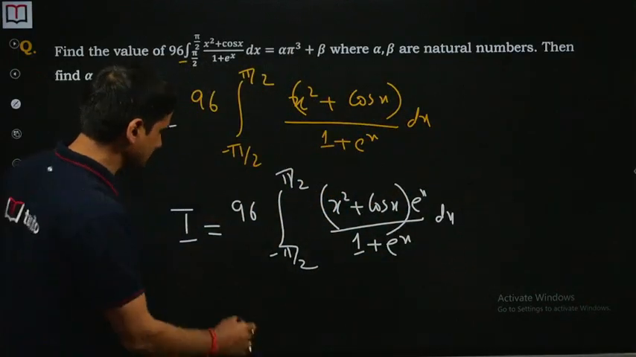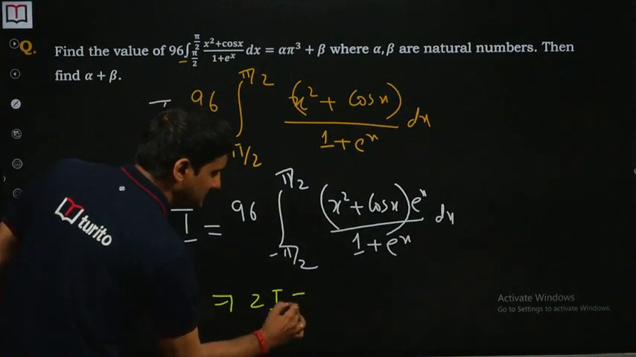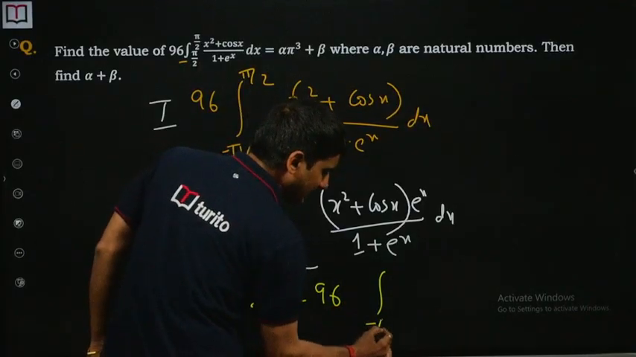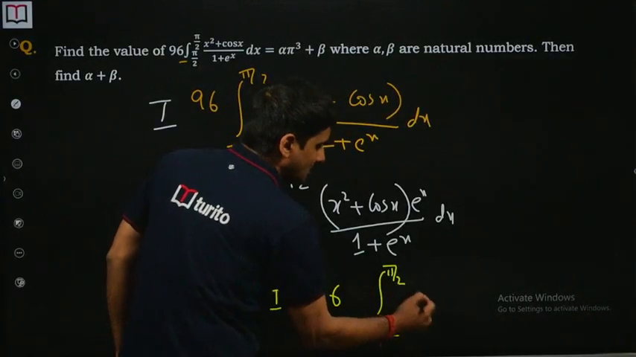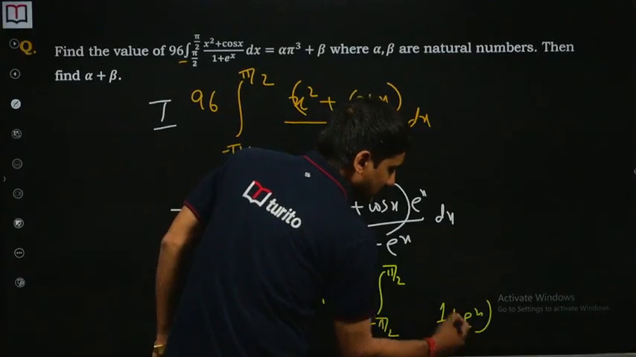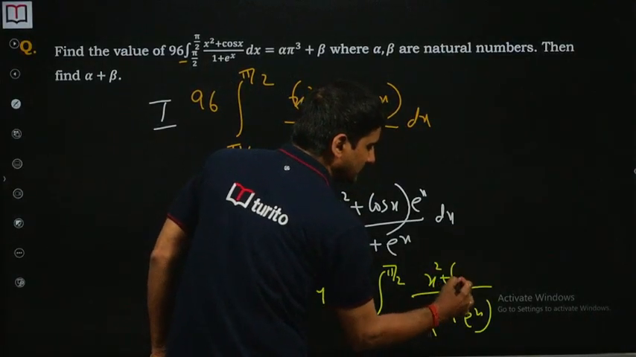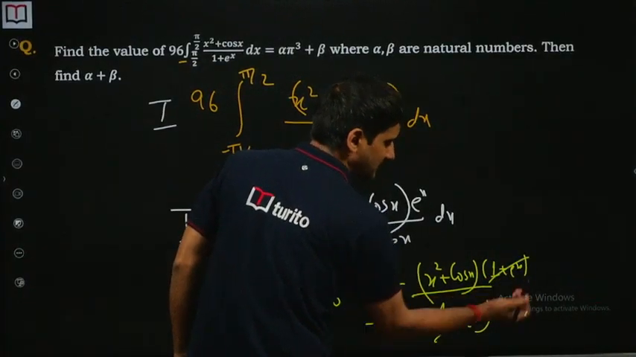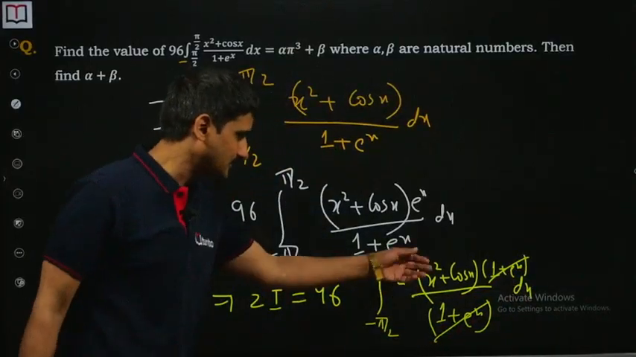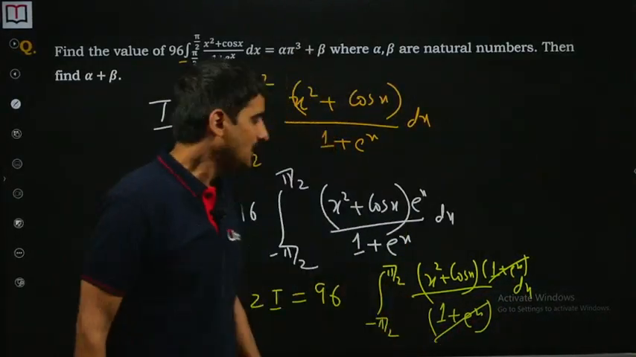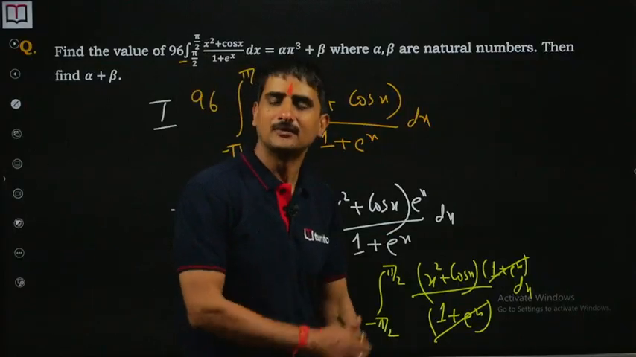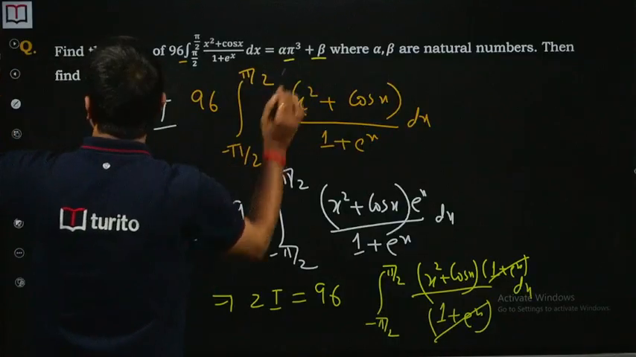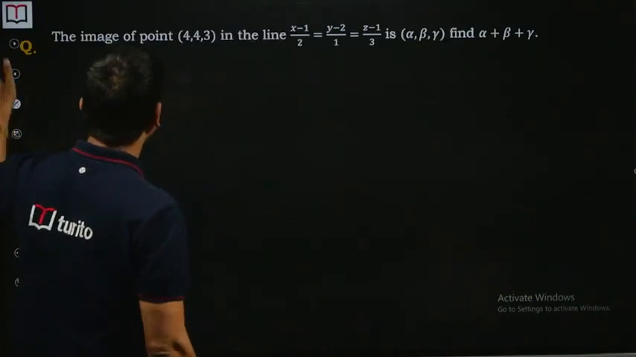And when we apply the Bahubali property, almost every time we add up the given integration and the integration which we obtain after applying the property. So 2I is equal to 96, and when you add up, it's the integral from minus pi by 2 to pi by 2 of 1 plus e raised to power x, with x square plus cos x common, and then you have 1 plus e raised to power x, and then we can very easily integrate it. So integral of x square is x cube by 3, and integral of cos x is sin x from minus pi by 2 to pi by 2, and that's it. Then you can compare whatever you need, and we have alpha and beta here.